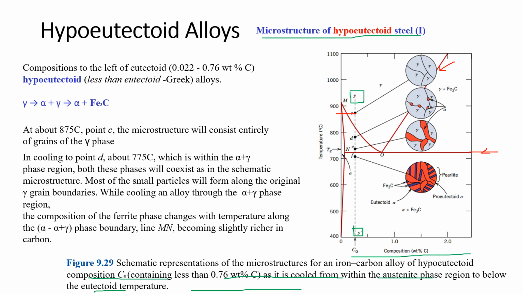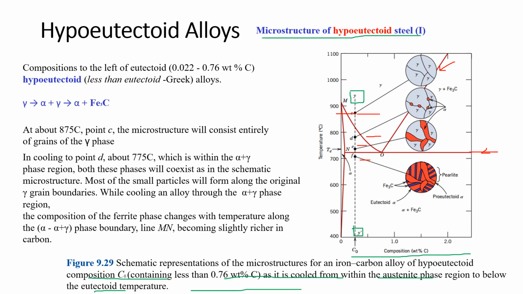So we will study the formation of pearlite, proeutectoid alpha and eutectoid, step by step from point C to point F. There are four steps to be studied: point C, point D, point E, point F. Different microstructures form at each step, but we will start with the initial austenite region.